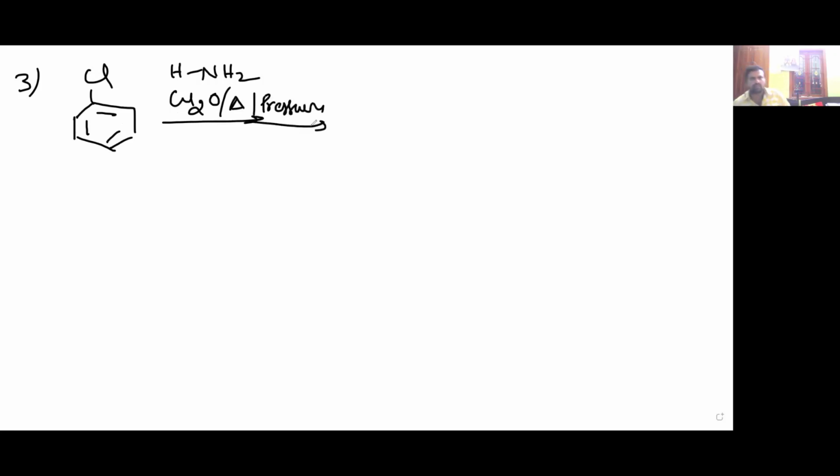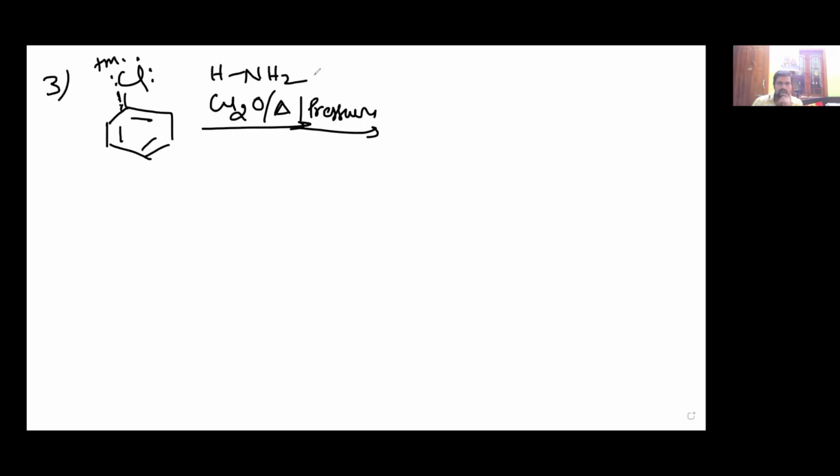Why do we have to maintain all these conditions? I'll tell the reason. Because chlorine has a lone pair, because of this lone pair there is a partial double bond. So it has a slight plus M effect. Because of this plus M effect, it has a slight partial double bond. If heating is not there, what will happen?